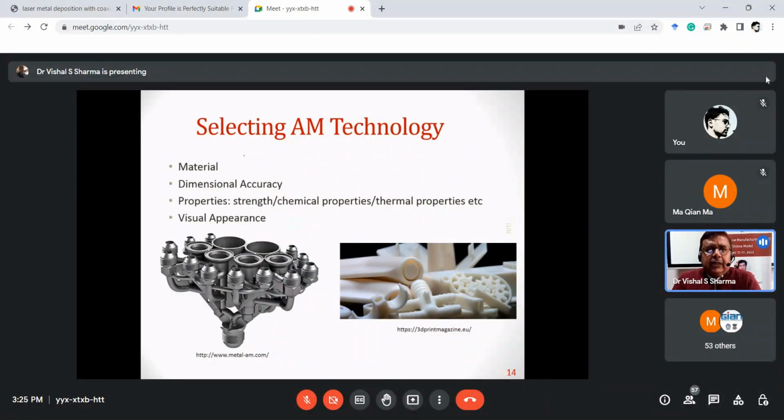Now, how do we select an additive manufacturing technology? There are so many technologies, 7 technologies, and out of the 7 there are further subclasses. How do we select the appropriate technology for our product? Here is a basic criteria. The first step is to select the material and the dimensional accuracy we are looking for, and then we see the properties. And finally, definitely, we are also interested in the visual appearance. Based upon these criteria, we decide which technology is appropriate for us.